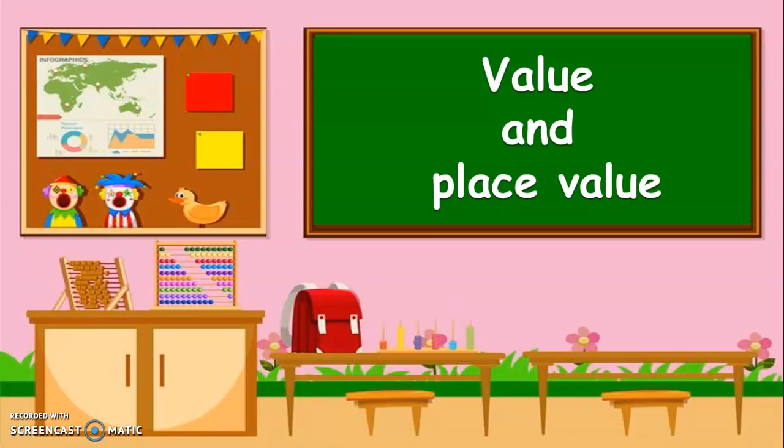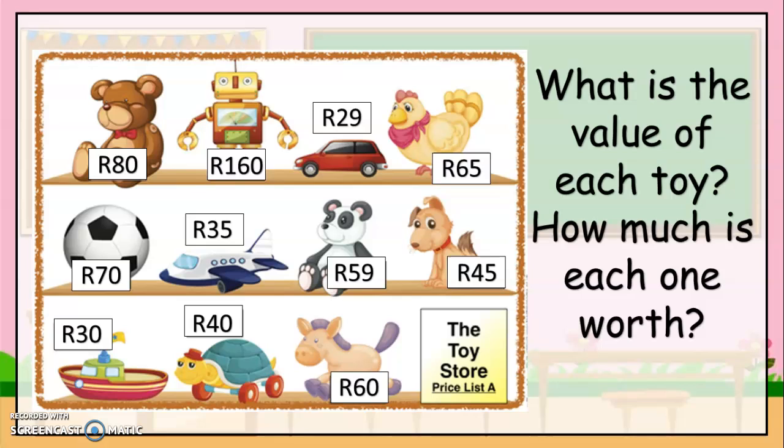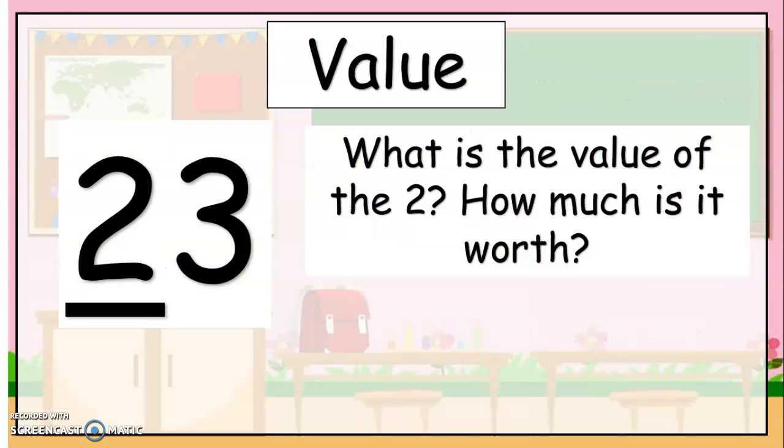Value and place value. What is the value of each toy? In other words, how much is each one worth? If we look at the teddy bear in the top left-hand corner, we'll see that the teddy bear is worth 80 Rand. The toy car, on the other hand, is worth much less. The toy car's value is only 29 Rand.